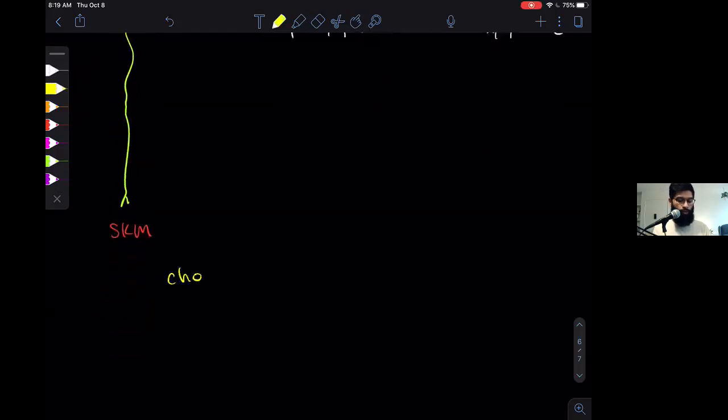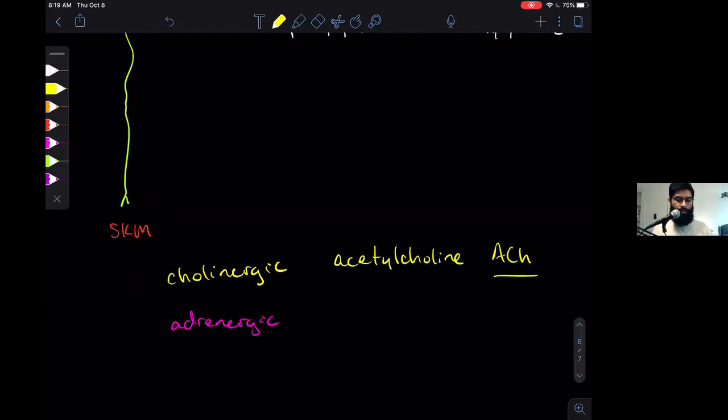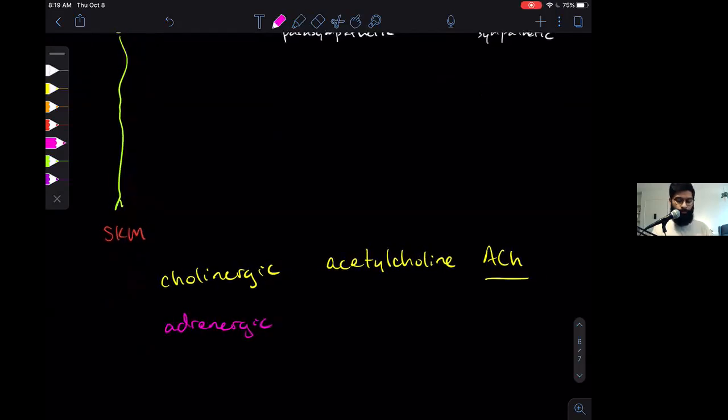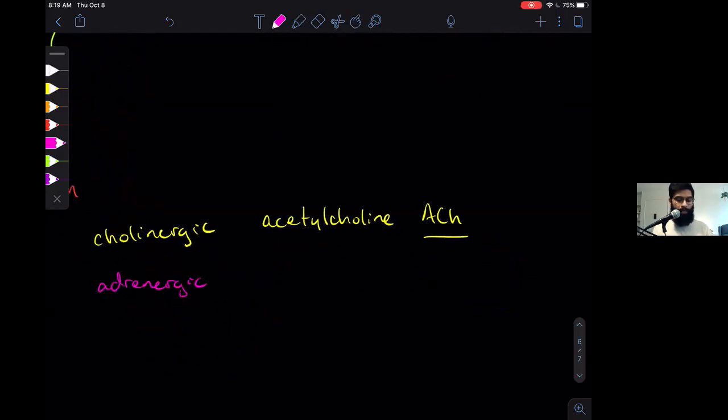So cholinergic and adrenergic. Cholinergic comes from acetylcholine being the neurotransmitter. And you'll see me and a lot of people shorten this as ACh. Adrenergic comes from adrenaline, which in the autonomic nervous system we'll refer to as epinephrine and norepinephrine.